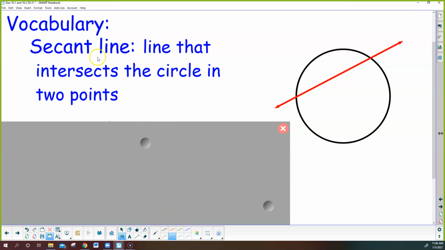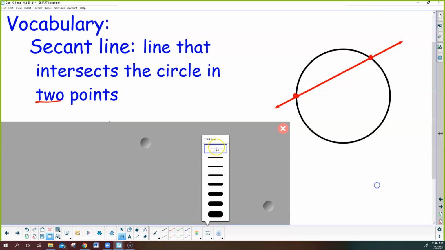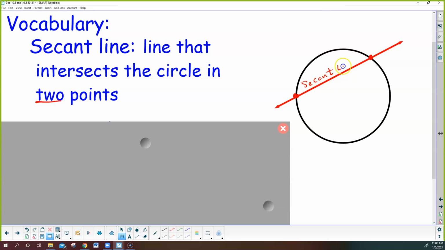So let's think of that. Secant line, right? A line goes on forever, and it intersects the circle at 2 points. And you can see that is definitely true here. So I'm going to call that a secant line. Now I will mention that we are going to do a lot more with secant lines. And there's a lot more that we're actually not going to do as well. So it's important to understand what a secant line is, but also realize that there's a lot more to it.